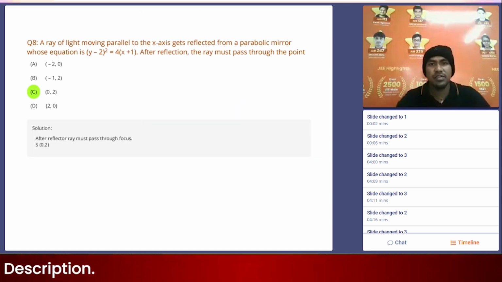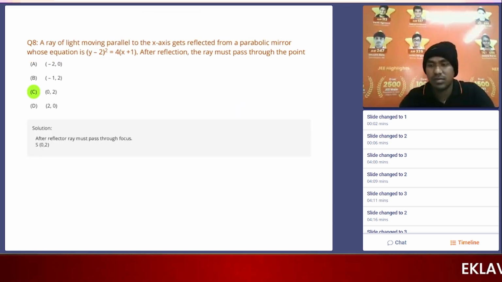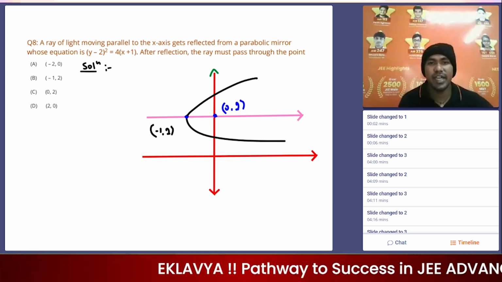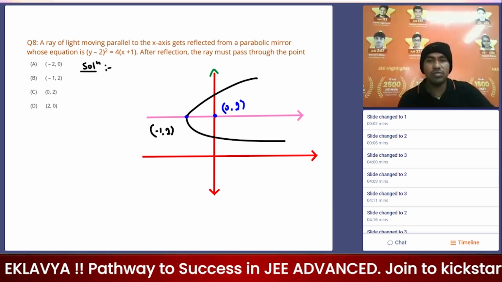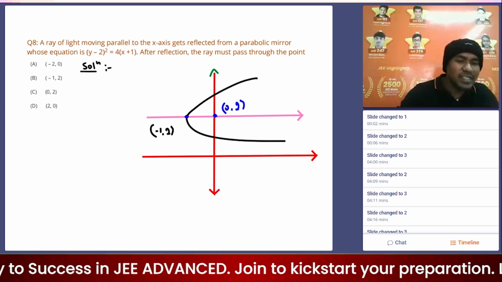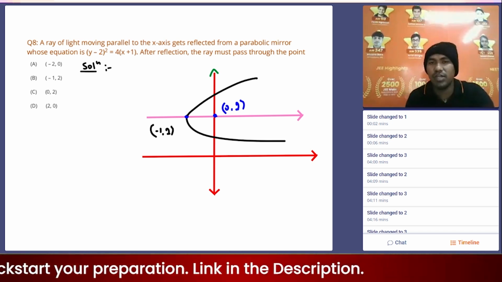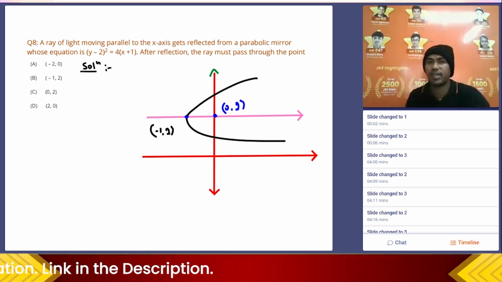Go to the next one. Oh, sorry, I think I'm skipping the question. Yes, so question number 8. A ray of light moving parallel to the x-axis gets reflected from a parabolic mirror whose equation is y minus 2 whole square is equal to 4 times of x plus 1.